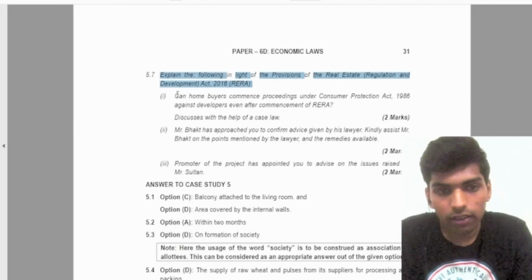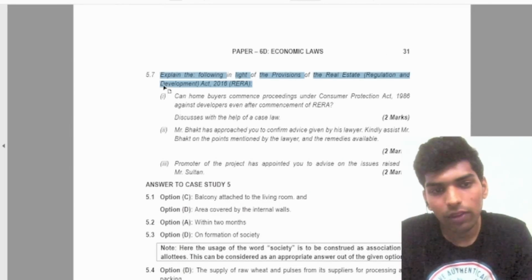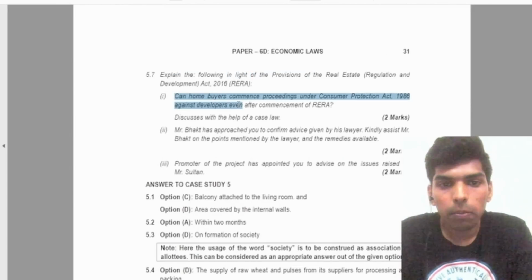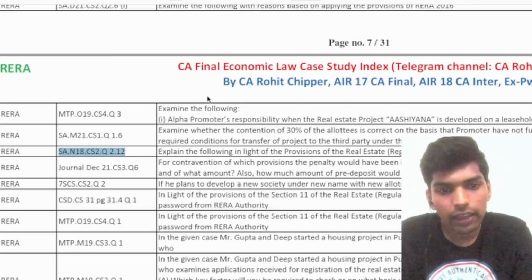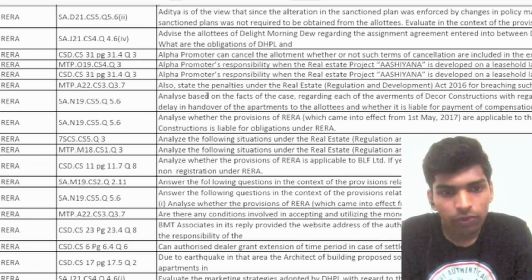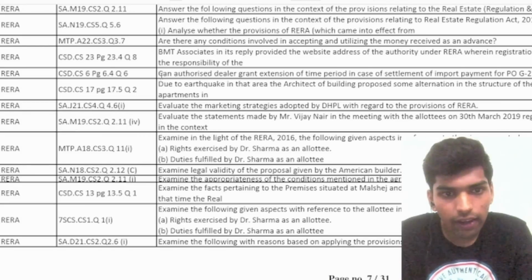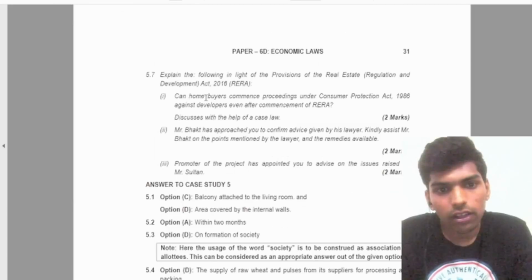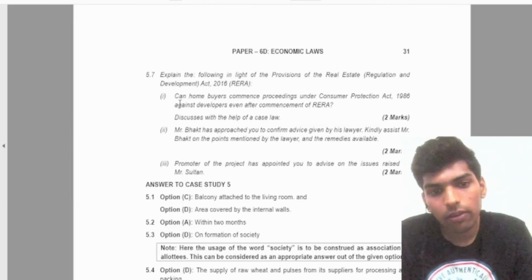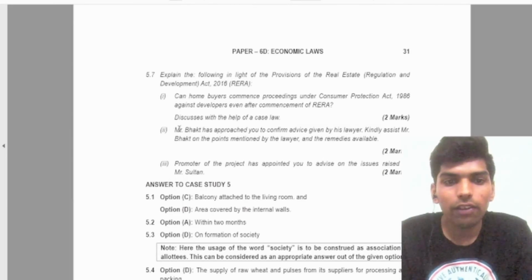So this is the second part of the 5.7. It says, can home buyer commence proceedings. So I have read the first 4 words. Now I'm going to the index and I will quickly search for the word can. I can find only one can word, so this is not exactly matching. So I will skip this question. Now I will move to the next part.